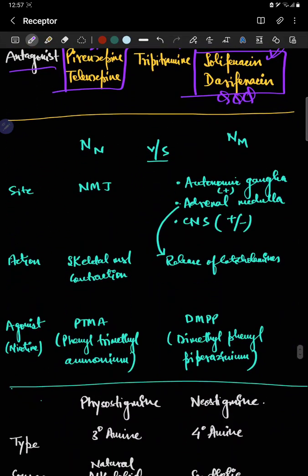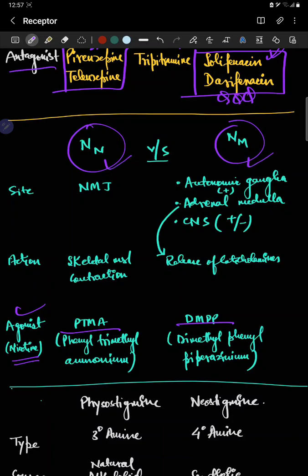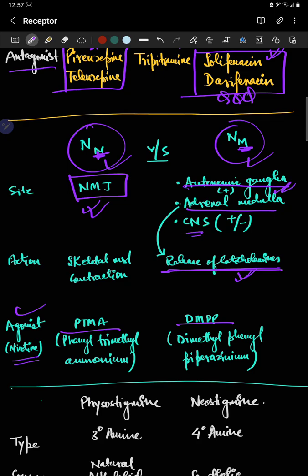So move forward, like NN receptor, NM receptor, we have already discussed the agonists DMPP and PTMA. Okay, and we also discussed that nicotine will act on both NN receptor and NM receptor. Okay, so the site is the neuromuscular junction, and M for muscle, mainly muscular, right? It is also present in the adrenal medulla, where it leads to the release of catecholamine. Okay, and it is present in the autonomic ganglion. And a part of it is also present in the CNS.